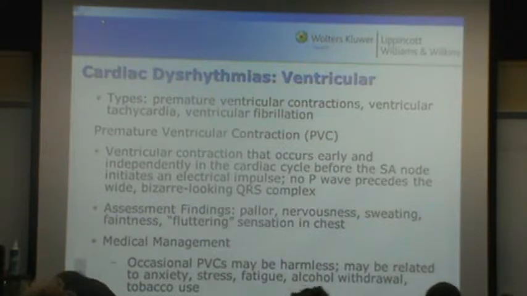If they're having a lot of them, they can feel it. And like I said, if someone's having occasional PVCs, it's generally harmless. It can be related to anxiety, stress, fatigue, alcohol withdrawal, tobacco use. So it kind of comes back to that nicotine and caffeine use.